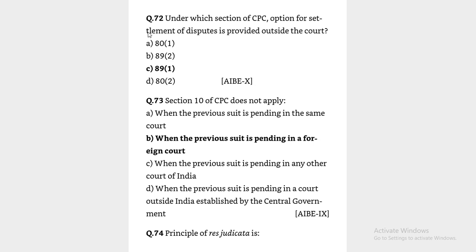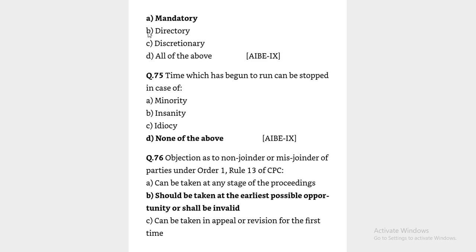The principle of res judicata is a mandatory provision. The time which has begun to run cannot be stopped in case of minority, insanity, idiocy. So the answer is none of the above. Wherever we have a doubt, we had better refer to the concerned Bare Acts and we get the correct answer, particularly when the answer appears to be none of the above.